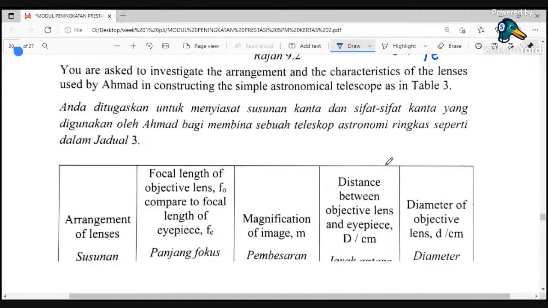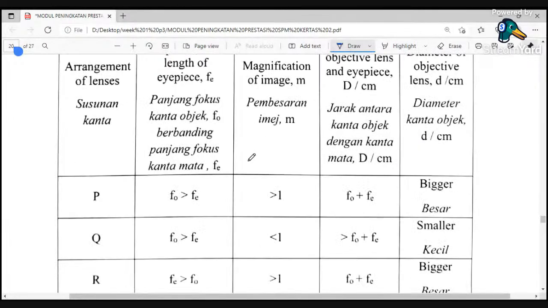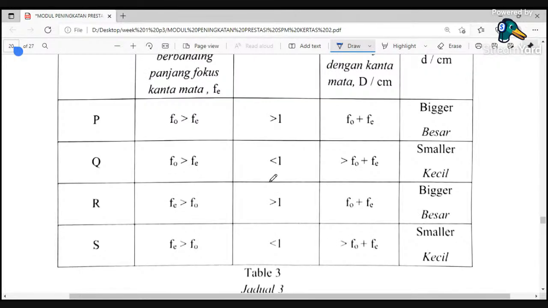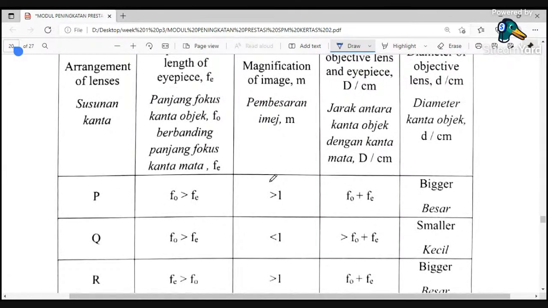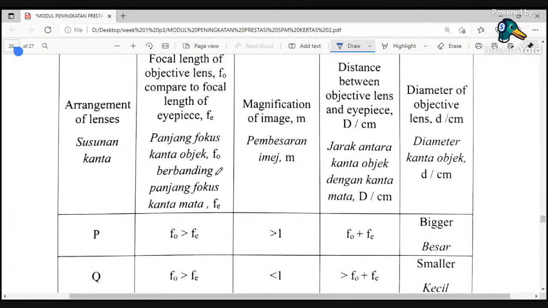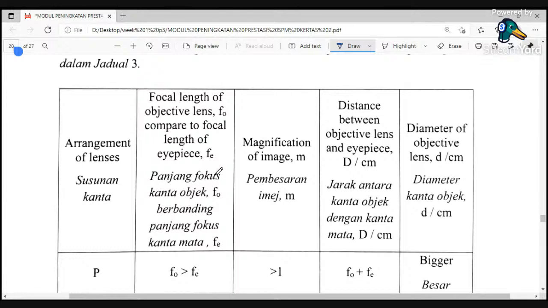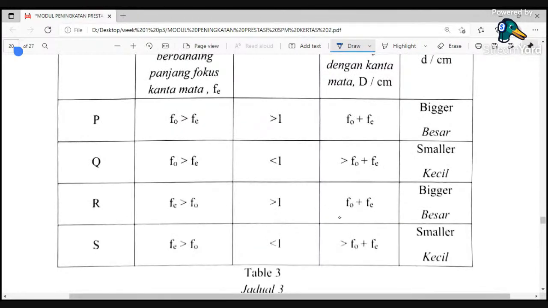Okay. Now we look at the table PQRS. Which one is the most suitable? First, focal length of objective compared to focal length of eyepiece. So we know that for telescope, FO more than FE. Okay. So I will accept FO more than FE. So I will remove this one, FE more than FO.